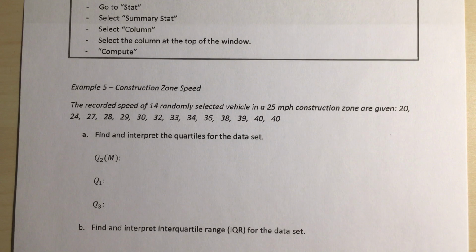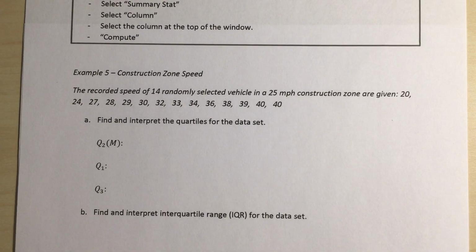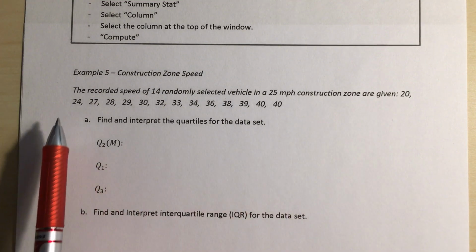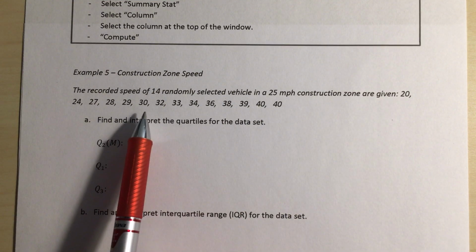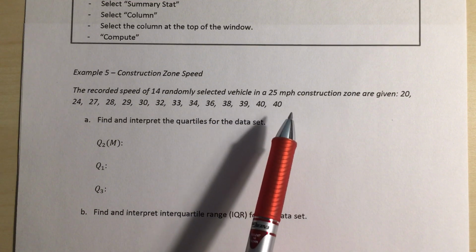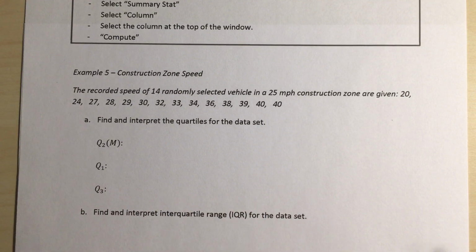Alright, so in this particular example, we are going to work through one example by hand, that way we don't necessarily always need technology to work through these problems. The recorded speed of 14 randomly selected vehicles in a 25-mile-per-hour construction zone are given. And it starts here: 20, 24, 27, 28, 29, 30, 32, 33, 34, 36, 38, 39, 40, and 40.